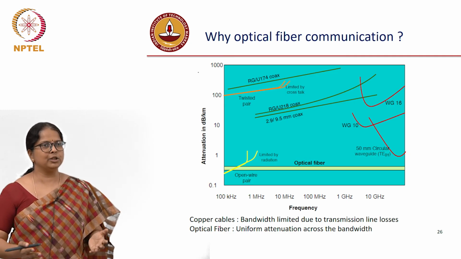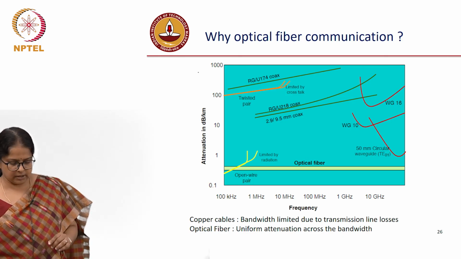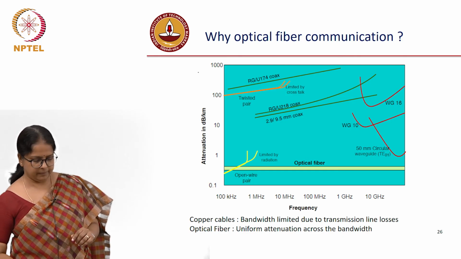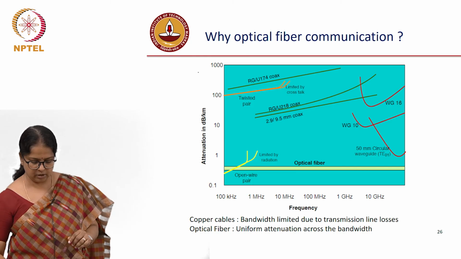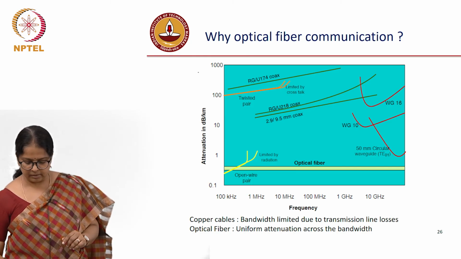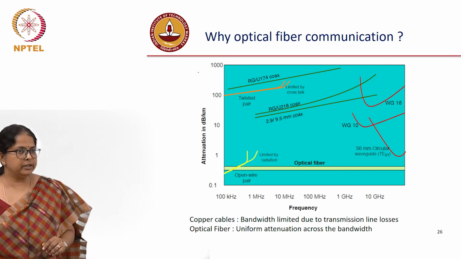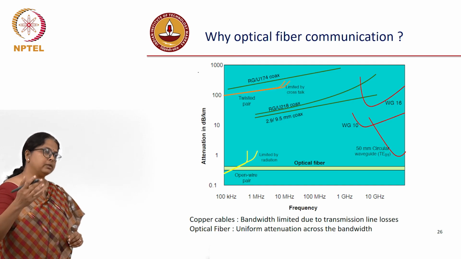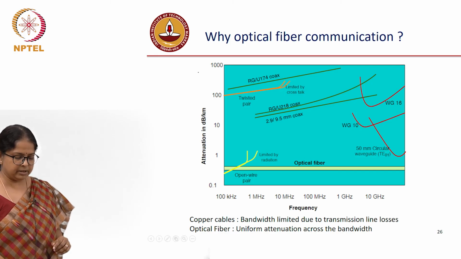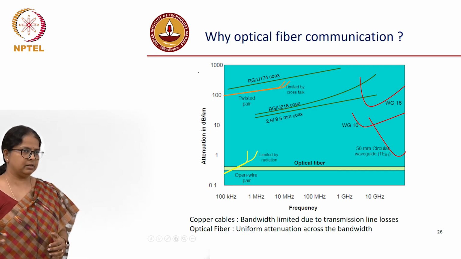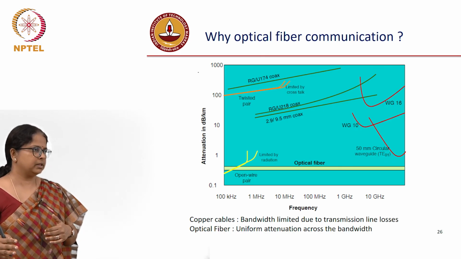Now, this plot tells you for different types of copper cables what kind of attenuation there is. This is a conventional coaxial line, where the attenuation is about 100 to 1000 as you change your frequency of operation from 100 kilohertz to 100 megahertz. Which means if you are trying to use a carrier frequency of 100 megahertz, within 1 kilometer of propagation you have 1000 dB attenuation, orders of magnitude difference from what you transmitted to what you received.